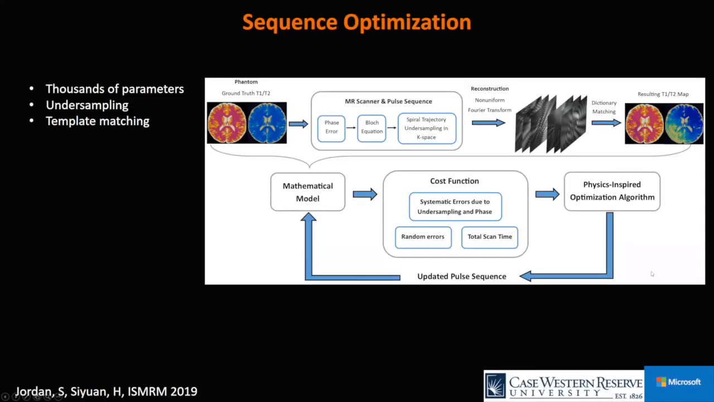In terms of the sequence optimization, MRF sequence optimization is actually a very challenging question. Here are a few main points. So first of all, because MRF has variable flip angles, TRs, or all these different types of acquisition settings, there could be thousands of parameters to be optimized.